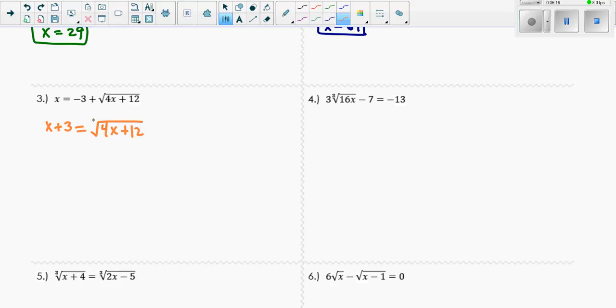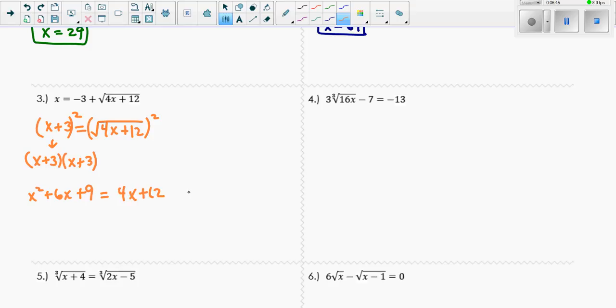Alright, I want to square both sides. This will get rid of the radical. Make sure you square the whole quantity. Remember that this is addition, so in order to get the right answer, you cannot distribute. You will miss the middle term. This is saying x plus 3 times x plus 3, so expand. That gives me x squared plus 6x plus 9. If you distribute instead, you lose that 6x. This equals 4x plus 12.